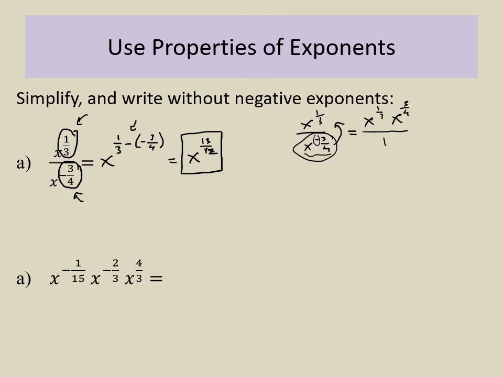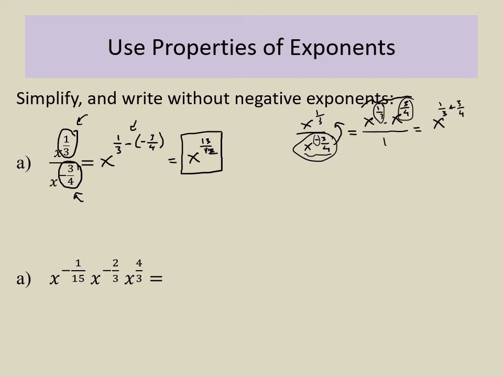Okay, well, how do I do this now? x to the power of 1/3 times x to the power of 3/4. Well, the rule says, because this is multiplication, when you multiply, you keep the base, and what do you do with the exponents? You add them. 1/3 plus 3/4.